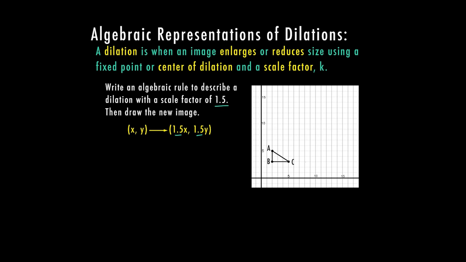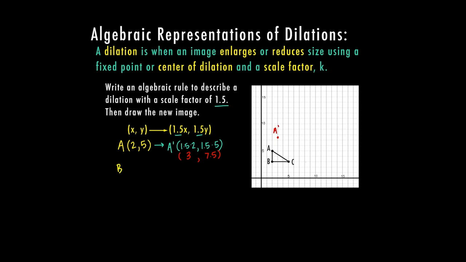So we're going to start with point A, the original point A, at (2, 5). So our rule says that we are going to multiply, for A prime, 1.5 times 2 and 1.5 times 5. So let's go ahead and plot those over here on our graph. So 1.5 times 2 is 3, and 1.5 times 5 is 7.5. So I'm going to go right 3 and then up 7.5. So this is my A prime.